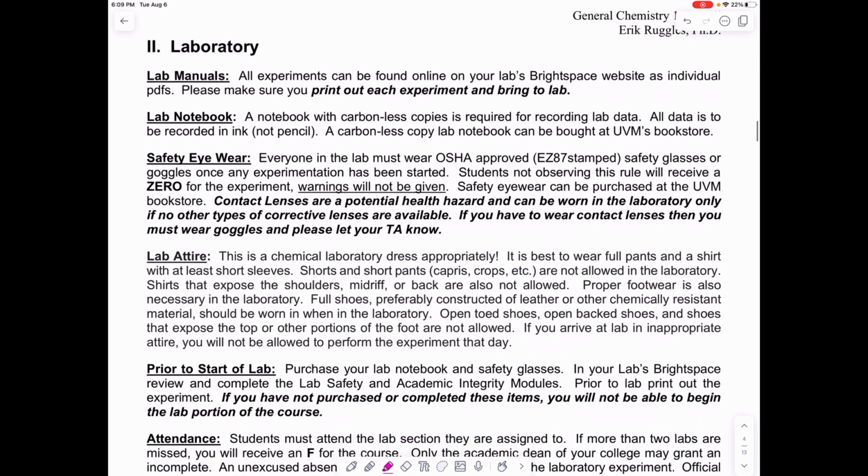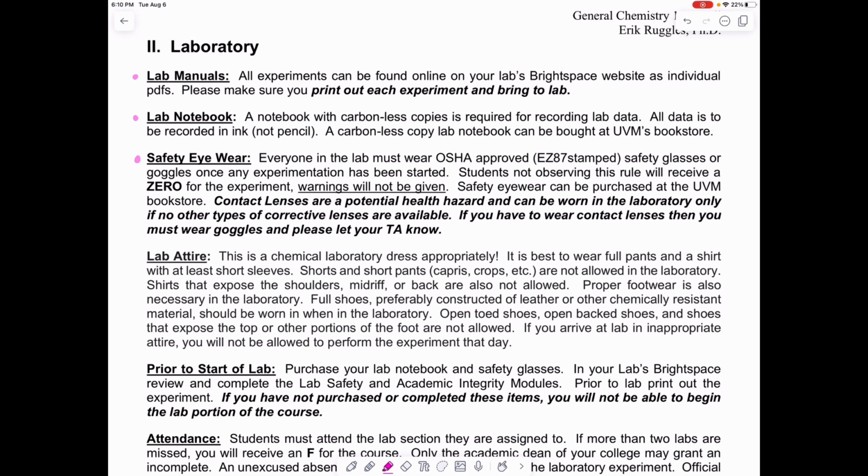Laboratory doesn't start for 2 weeks, so you have 2 weeks from the beginning of the semester before this begins. All of the lab manuals, experiments, and so on are going to be found online through your Brightspace platform, but this will be through the labs version of Brightspace, not the lecture portion. And you need to print out these experiments and bring them to lab. You need to purchase a lab notebook, which you can do at the bookstore. This is a carbonless copy notebook, which allows you to record your lab data and hand it in.